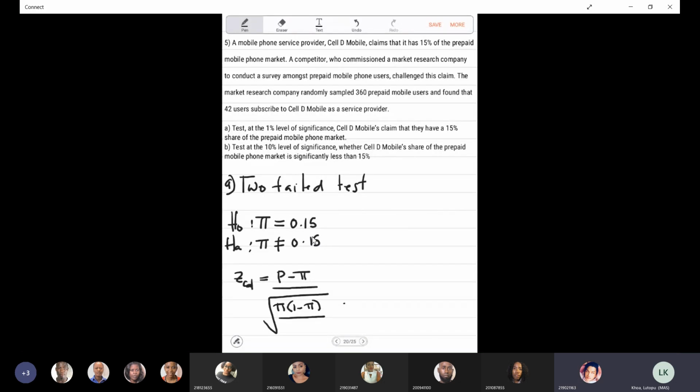Why are we saying that the alternative hypothesis is not equal to 15%? Because it's a two-tailed test. With a two-tailed test, the alternative is the one that always has not equal to. Always. Always. Okay, and this applies to whether it's just a population or a sample.